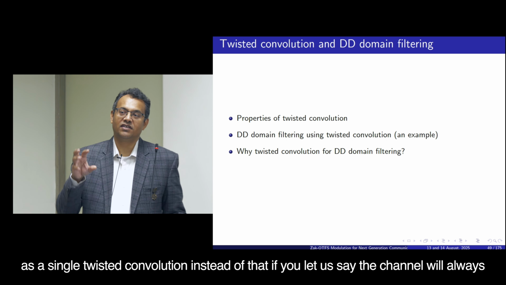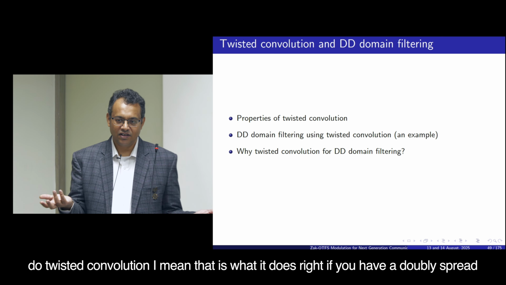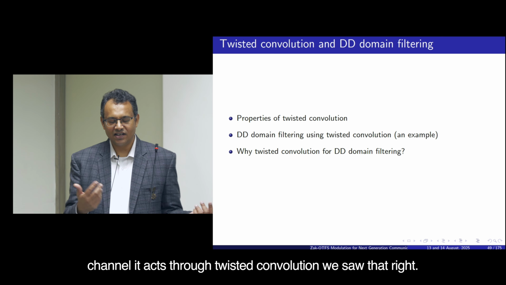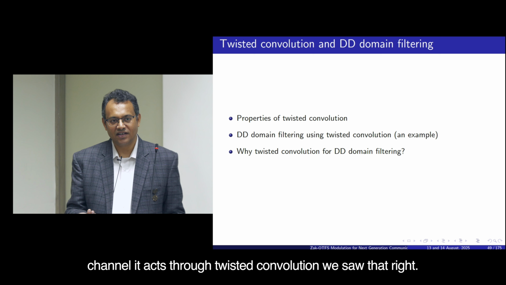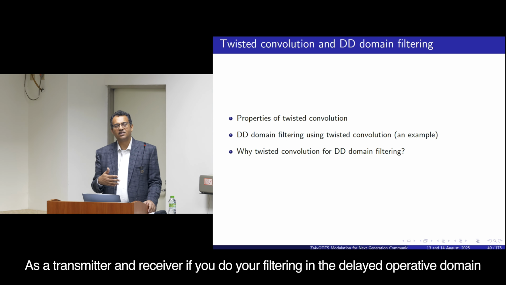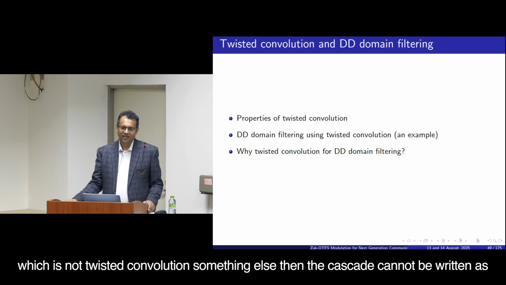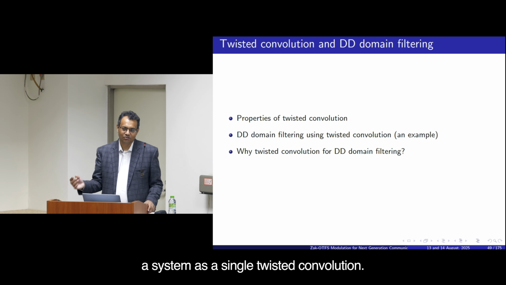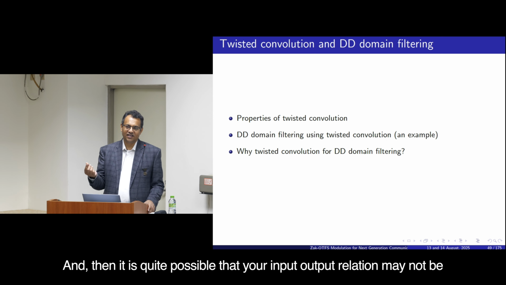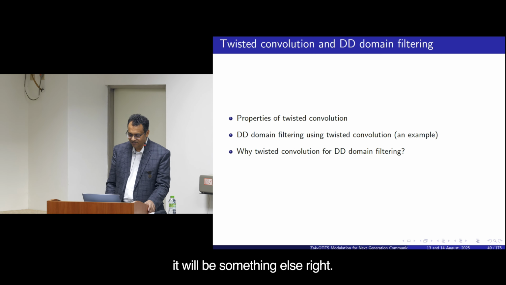Let us say the channel will always do twisted convolution, I mean that is what it does, right. If you have a doubly spread channel, it acts through twisted convolution, we saw that, right. At the transmitter and receiver, if you do your filtering in the delay Doppler domain, which is not twisted convolution, something else, then the cascade cannot be written as a single twisted convolution. And then it is quite possible that your input output relation may not be predictable, because it will be something else, right.